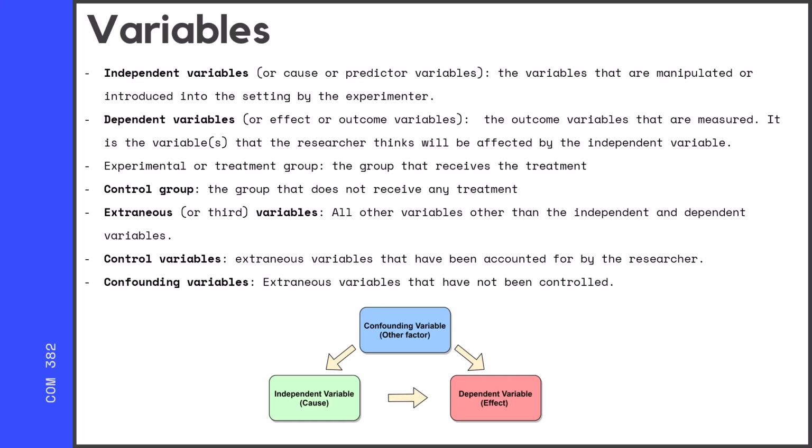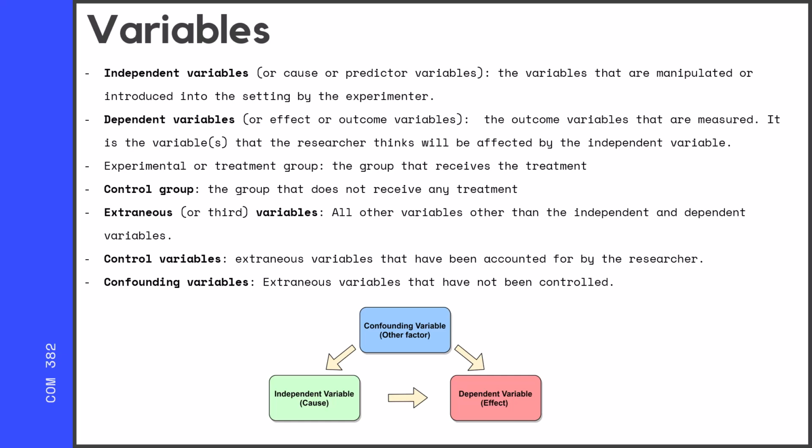So variables, we've talked about this before, but specifically within an experiment. An independent variable is the cause or the predictor variable. It's the thing that is manipulated or somehow introduced into the setting by the experimenter, and it has to come first. The dependent variable is the outcome variable or the effect. This is the variable that's measured. The independent variable is not always measured. It's the variable that the researcher thinks will be affected by the independent variable.